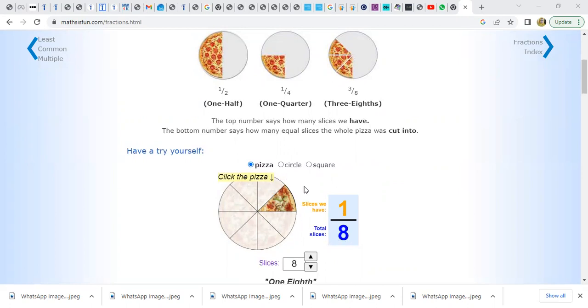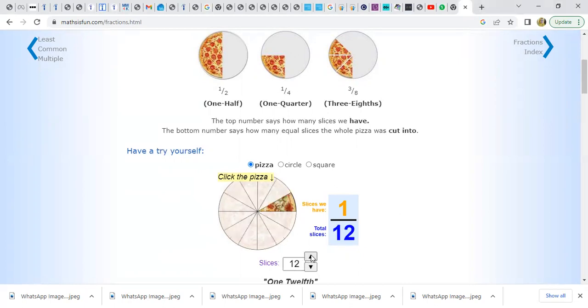So if you are taking slices of pizza, you can show it in a fraction, right? So it is a whole pizza, okay? And we have how many slices? 8. And we have eaten, or we have taken, only one slice of this pizza. So that can be written as the fraction 1/8.